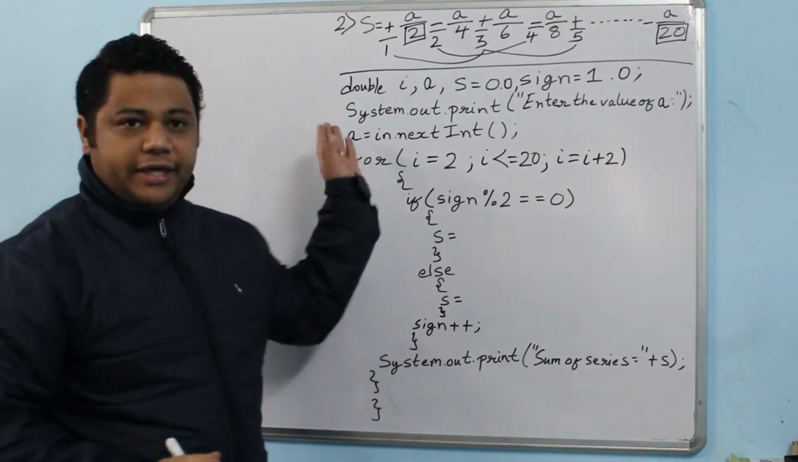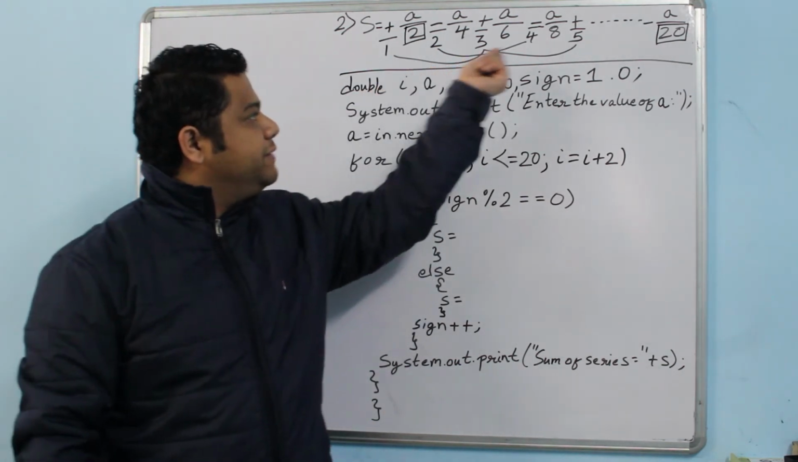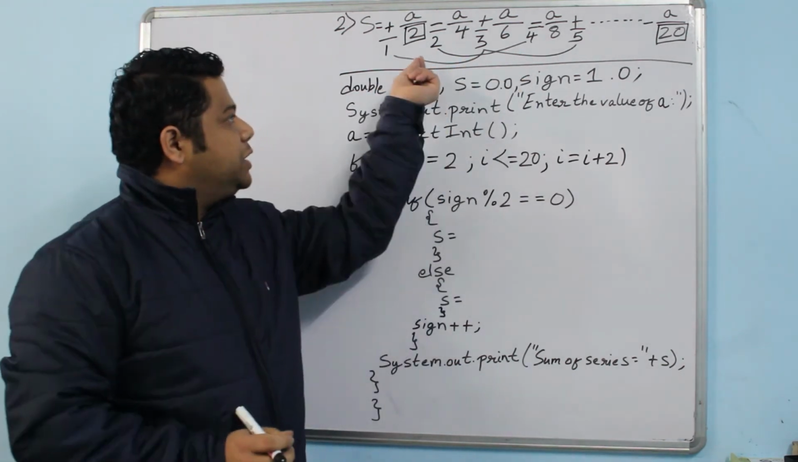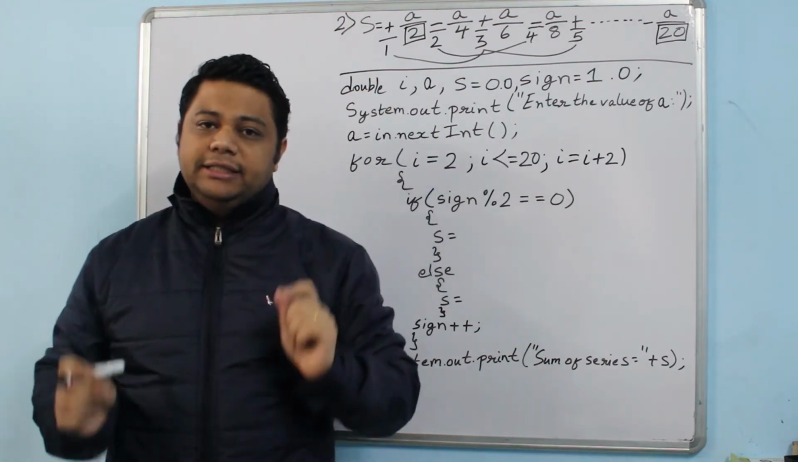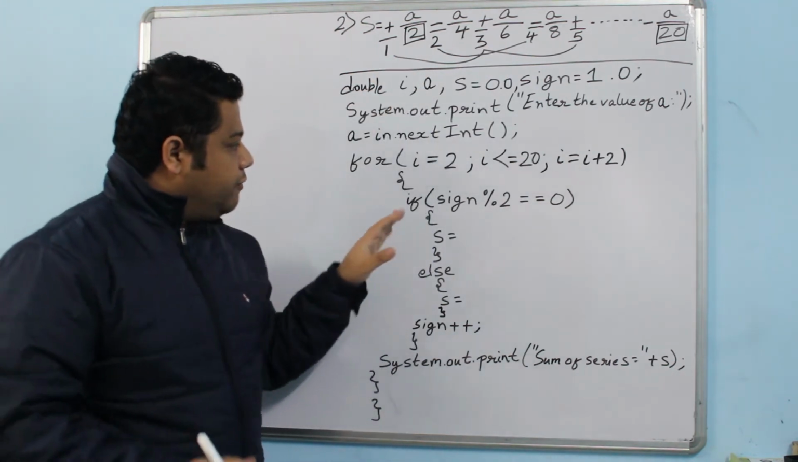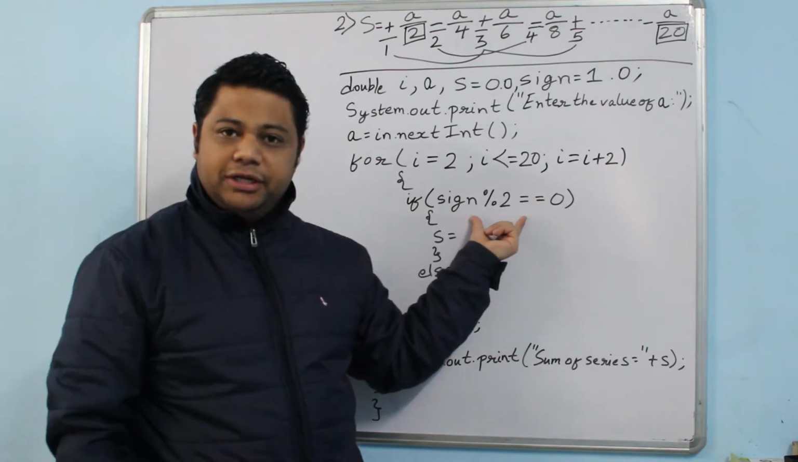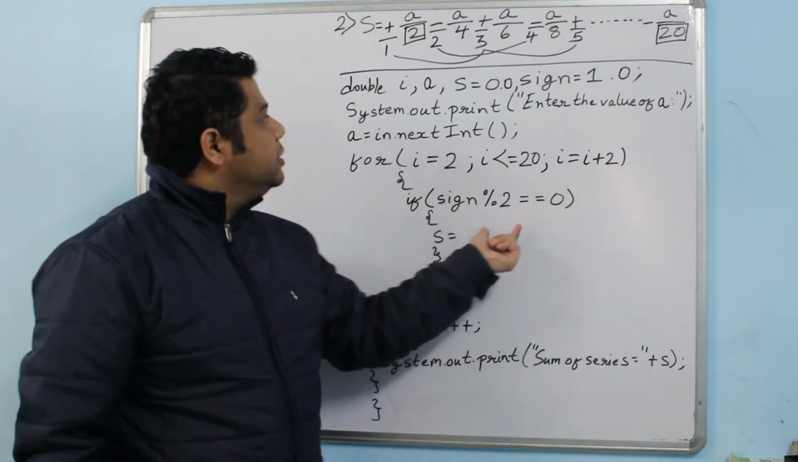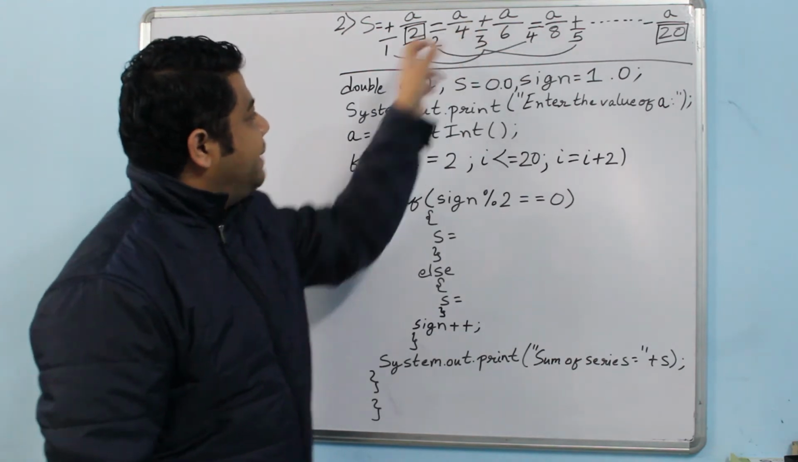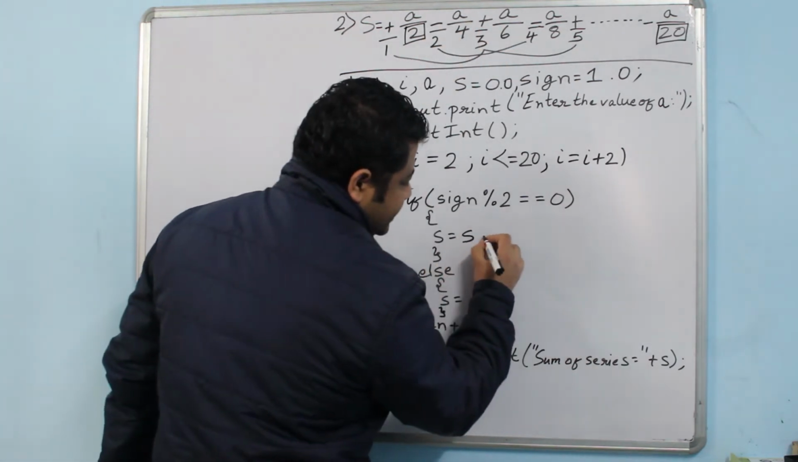So if you can see over here, the plus sign is 1, 3, 5. So odd number means plus and 2, 4, so even number over here means minus. So over here, sign modulus 2 equals to 0. That means the position of sign over here will be even. So even number means 2, 4 means minus. So we write down S equals S minus.